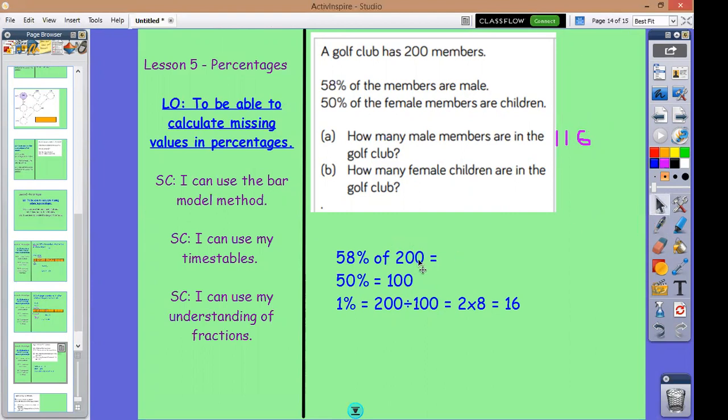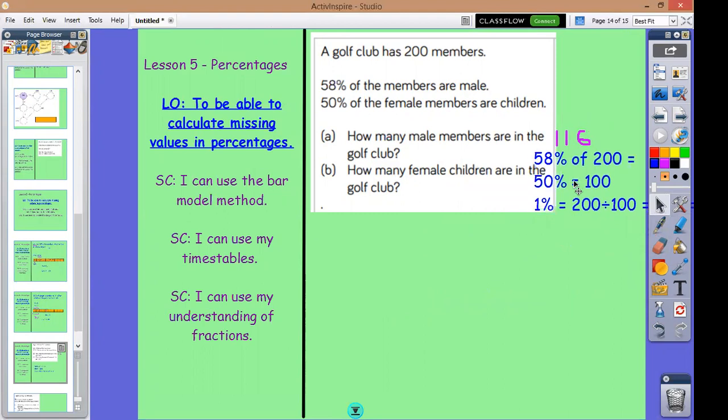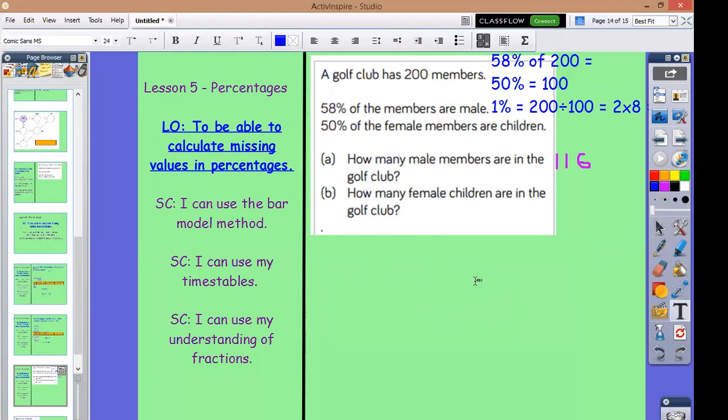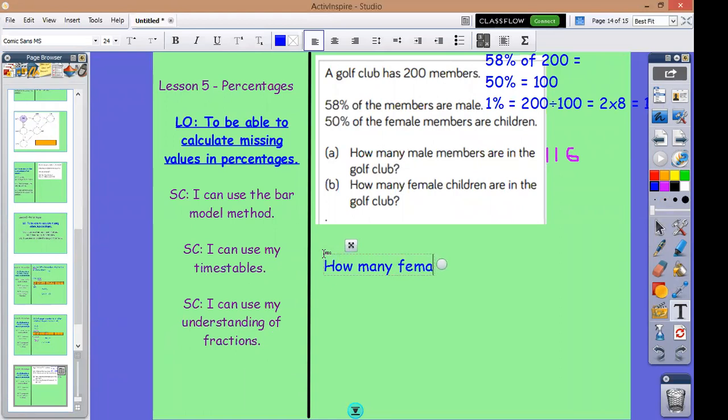Now, the hard bit is that over here, put that over here, sorry, is B. How many of the female children are in the golf club? So now I've worked out 50% of the female members are children. Okay. How am I going to work out how many female members there are overall? That's a good question. So how many female members were there overall? Okay, that's a really important question. However, we can use what we've done already to solve it.